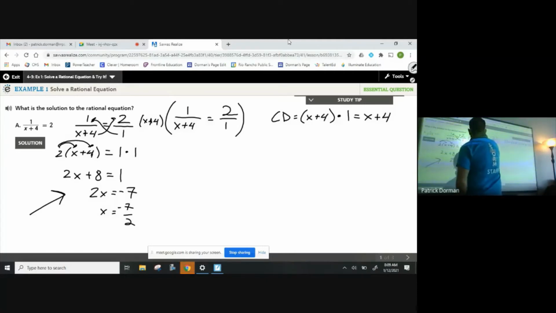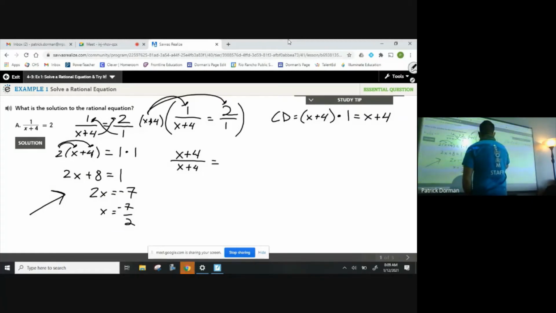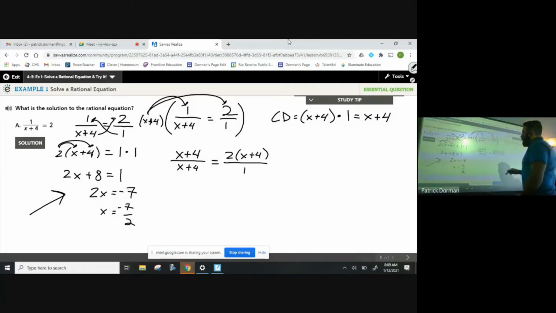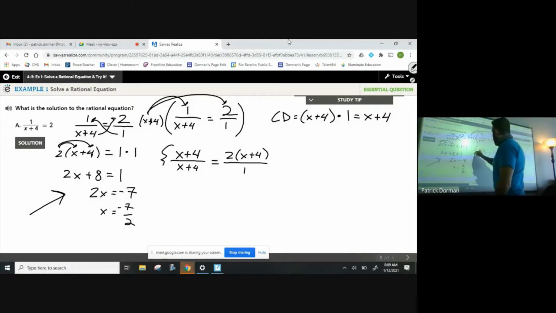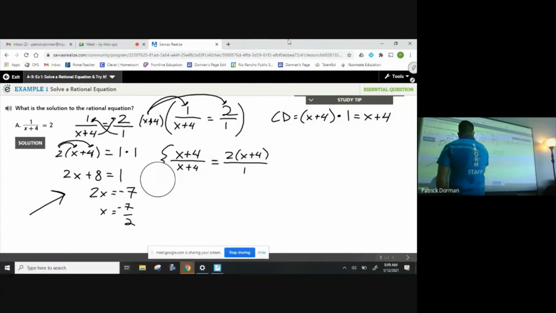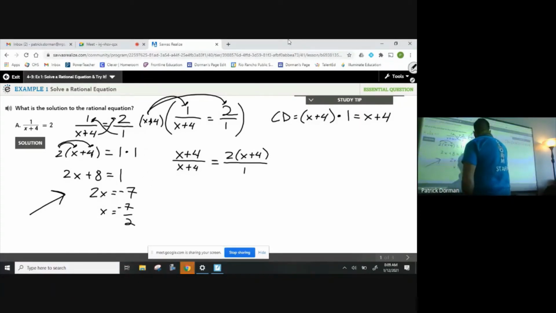So let's do that. If I multiply the x plus 4 there, I wind up with x plus 4 over x plus 4. And then I'm going to multiply it over here as well, and I wind up with, right, the equal sign's got to be there, 2, my bad. Let's put in a fraction. So that's 2 times x plus 4 divided by 1. So x plus 4 over x plus 4, this deal right here, that's just 1. So already does 1.